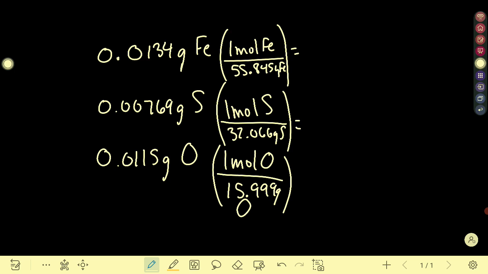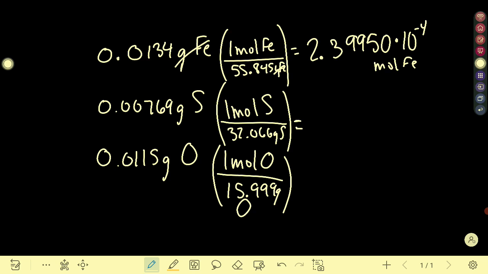All right, so when we take 0.0134 divided by 55.845, I'm going to write this in scientific notation and pull 6 significant digits. 2.39950, times 10 to the negative fourth. And the unit here would actually be moles of iron. If you notice, your mass of iron crossed off for each of them, and you're in moles of iron, which is the SI base unit for amount of a substance, which is how we now can use these numbers that we're getting to figure out the exact ratio that's present.